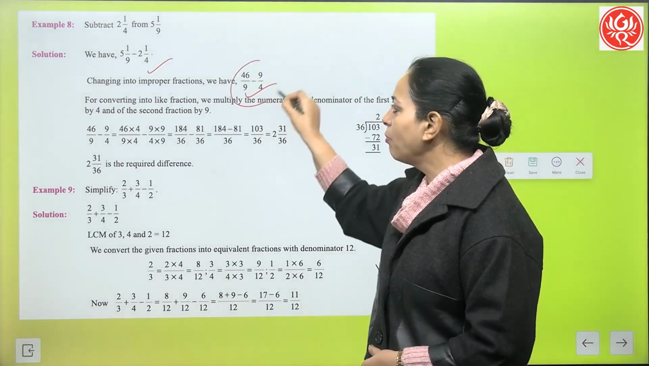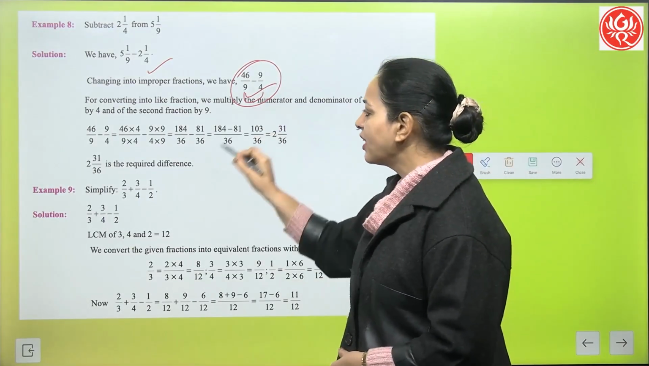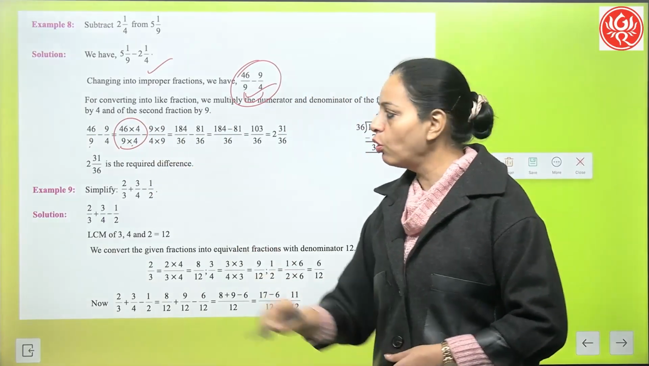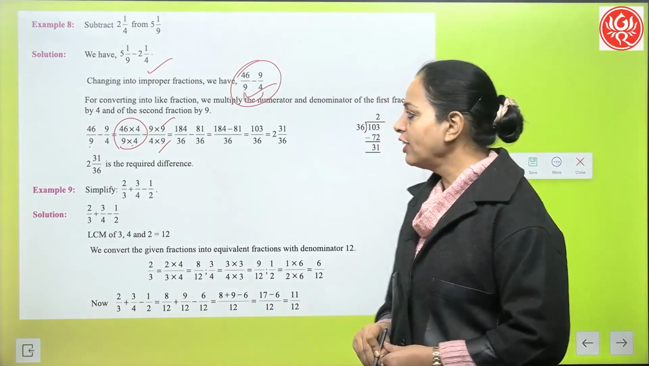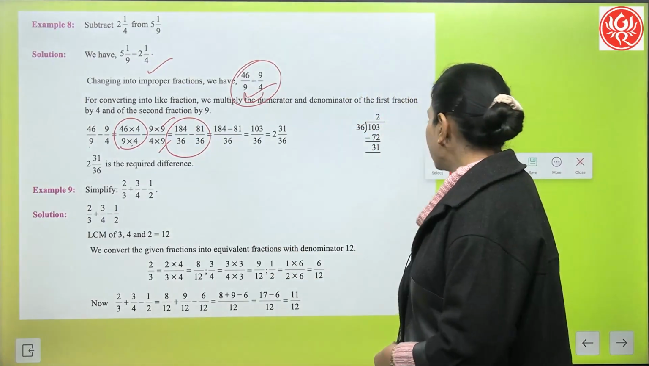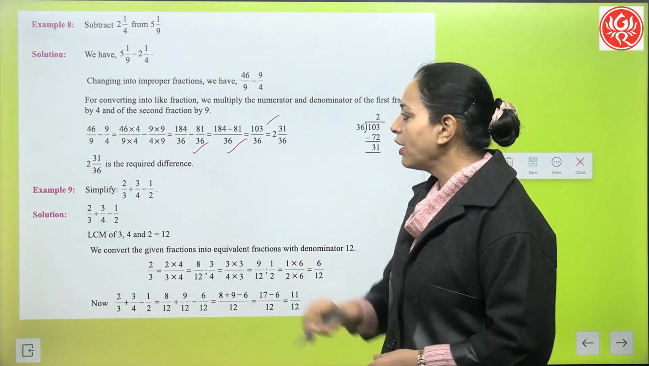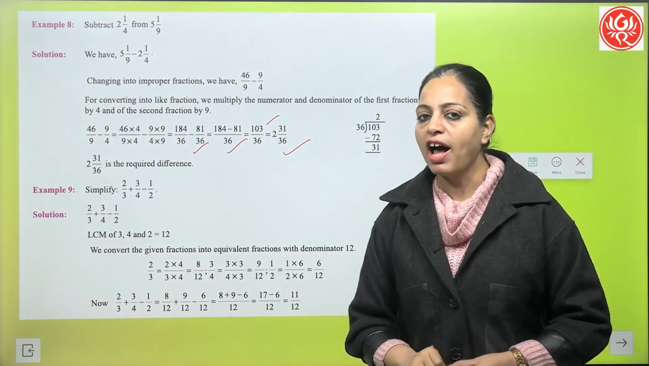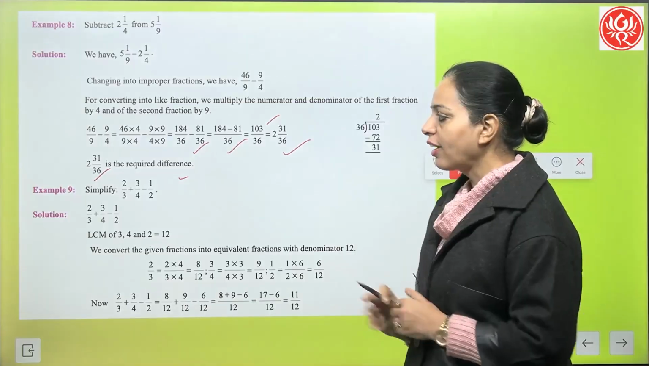These are unlike fractions, we have to convert them to like fractions. Take the LCM of 9 and 4, that is 36. So what to do here: 46/9, multiply 9 into 4, so 46 into 4, and 9/4, 4 into 9, 9 into 9. We are getting 184/36 minus 81/36. Subtract the numerators, so this is 103/36. Now change into mixed fraction, so this is the answer. Okay, I hope these are clear to you.